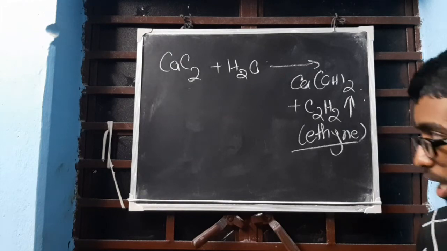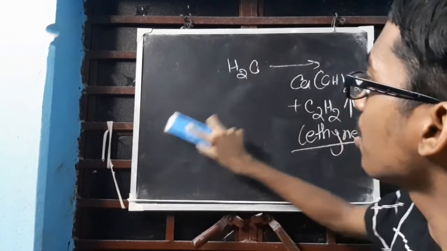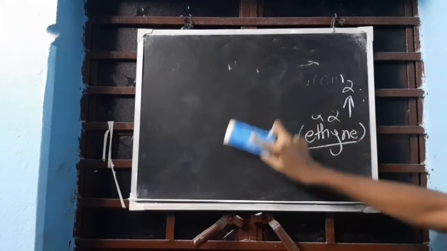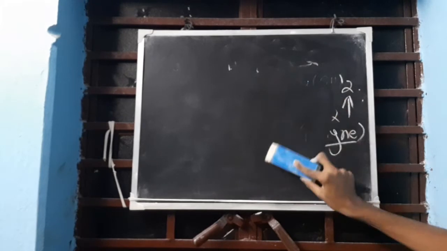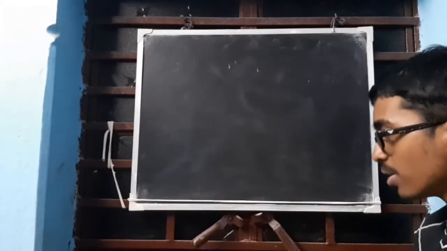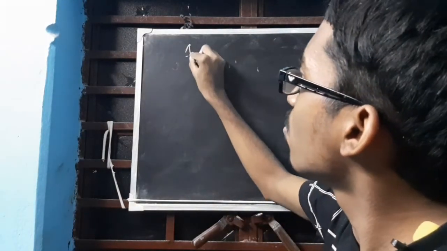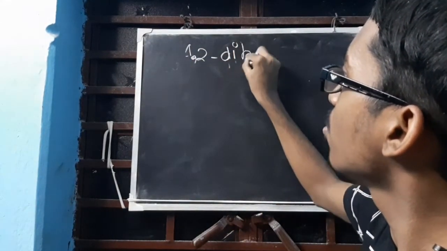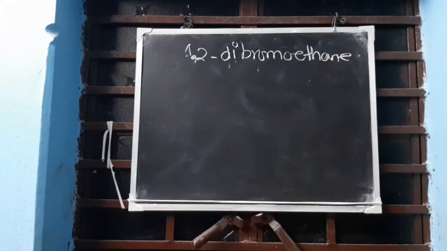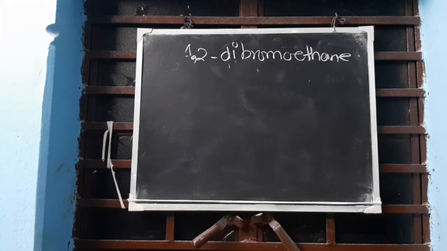Understood or not understood? Then the next preparation is from 1,2 dibromoethane or ethylene dibromide. Clear? Preparation from 1,2 dibromoethane. Now how will you prepare that? The reaction remains more or less the same.